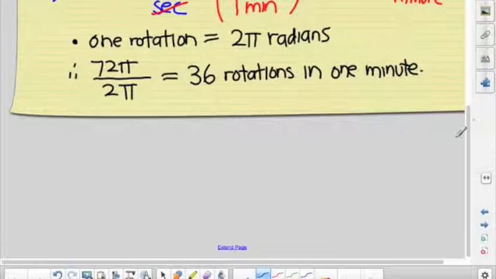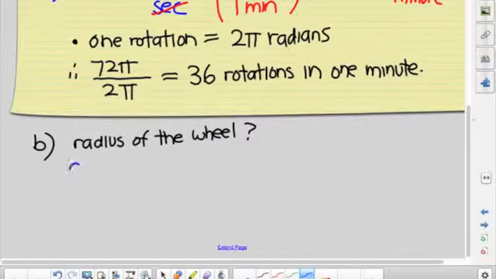Does that make sense to everyone? First, convert to radians per minute. Figure out that there are 2 pi radians in one rotation, so you're canceling out. 72 divided by 2 pi, you get your final answer in terms of your rotations. For part B, what is the radius of the wheel?